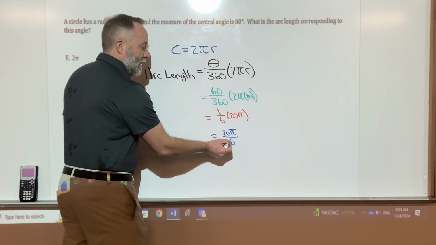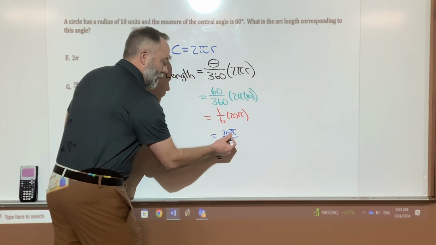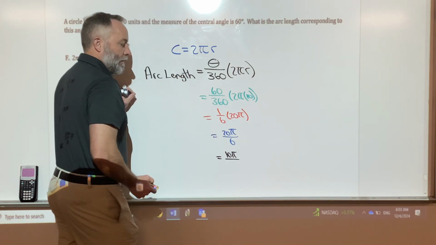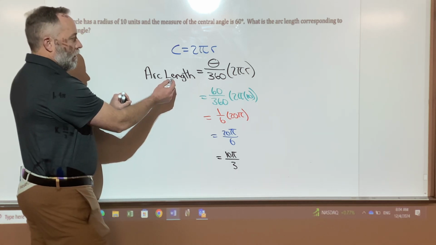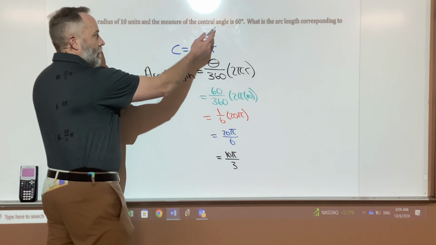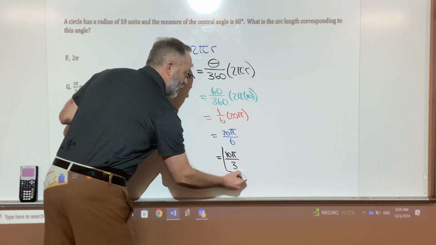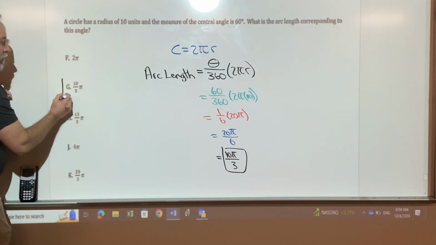So 20 and 6, both are divisible by 2. So we can take a 2 out of 20 and get 10 pi in the numerator. Take a 2 out of the 6 and get 3 in the denominator. So our arc length for a central angle of 60 degrees and a radius of 10 comes out to be 10 pi thirds, which we can find in choice G.